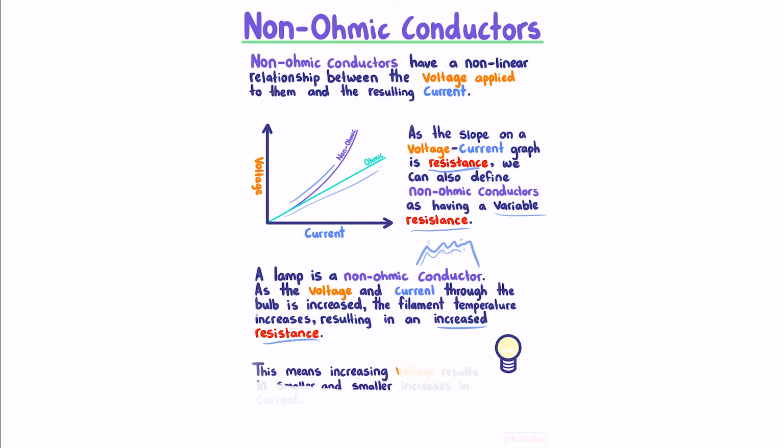This means increasing voltage results in smaller and smaller increases in current. And so on our graph here, that is the situation we have in purple, where as we increase the voltage, we are getting a smaller and smaller return on current.